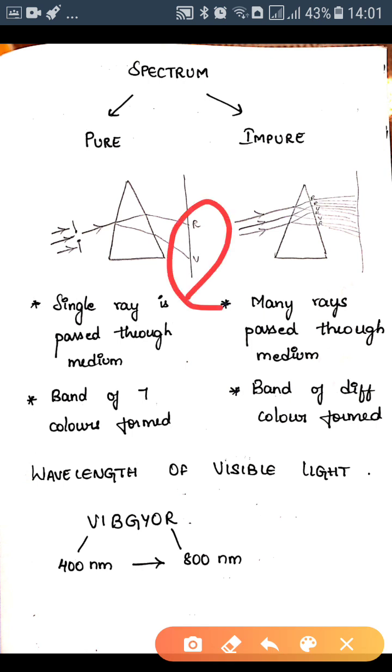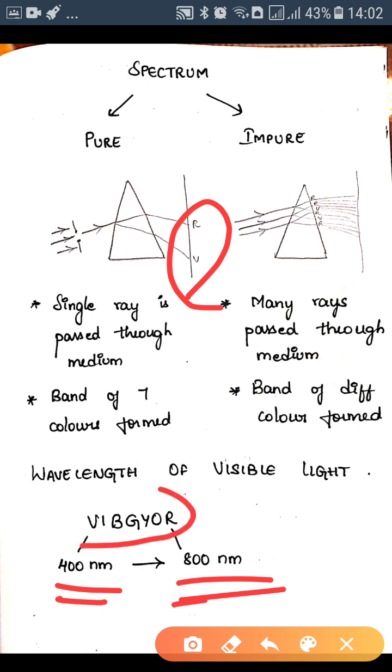This VIBGYOR is formed on the screen. So what is the wavelength range of this visible light? The violet will be having 400 nanometers and red will be having 800 nanometers. As the red is traveling faster, it is having a more wavelength. So from 400 to 800 nanometers the total VIBGYOR will be having, in between this visible light ranges.